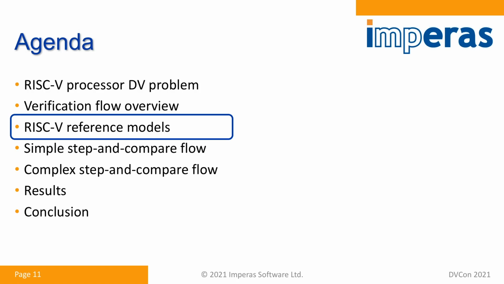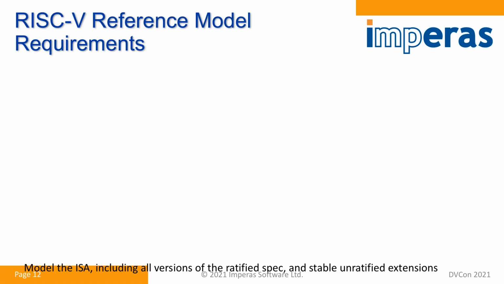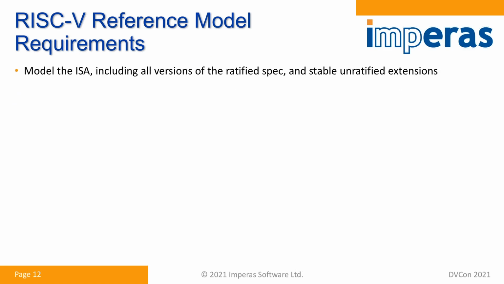As we've seen in these past few slides, the RISC-V reference model is a key piece of the processor verification flow. So let's talk a little bit more about this. Let's start by talking about the requirements for a RISC-V reference model. The model needs to model the instruction set architecture, including all versions of the ratified spec and the stable unratified extensions.